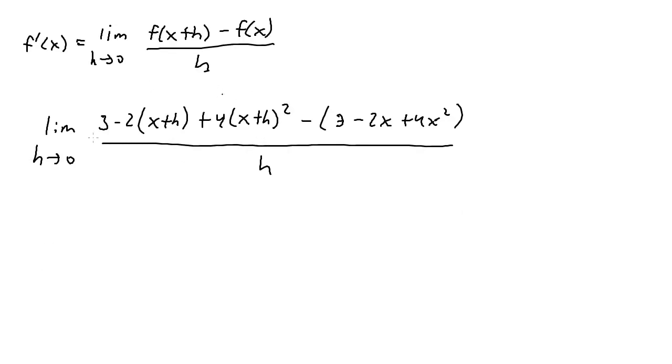So now we can just go ahead and simplify. I'll just focus on the fraction itself. So we have 3 minus, I'll distribute the 2, so minus 2x minus 2h, and then plus 4 times. Now x plus h, the entire thing is squared, so I must FOIL.